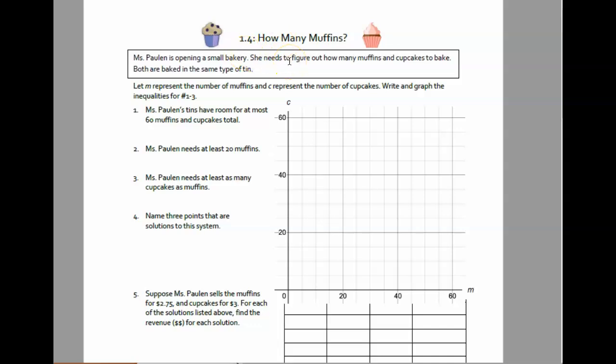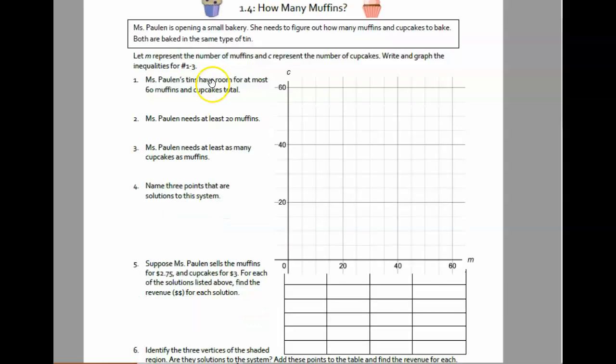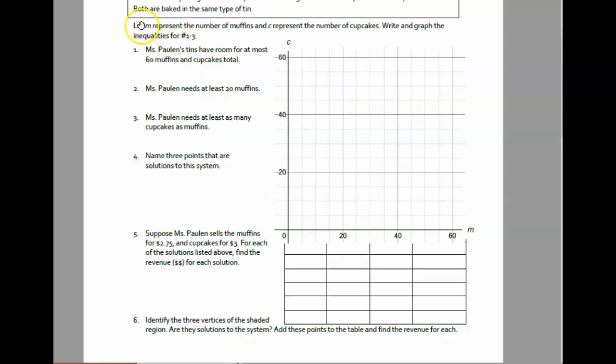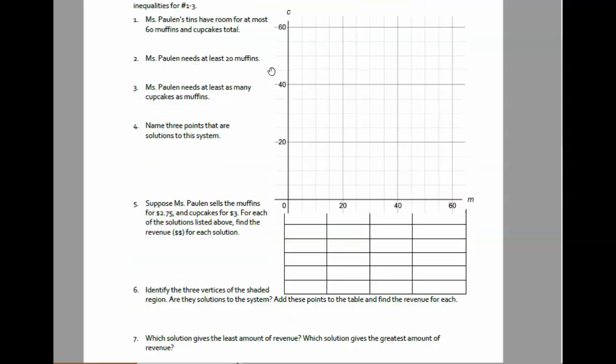It's 1.4. How many muffins? Oh yeah, talk about muffin. Miss Paulin, who is by the way our department chair at Heron and Riverside, math department, is opening a small bakery. She needs to figure out how many muffins and cupcakes to bake. Both are baked in the same type of tin. So let M represent number of muffins and C represent number of cupcakes. M for muffin, C for cupcake. Write and graph the inequality for number 1, 2 and 3.